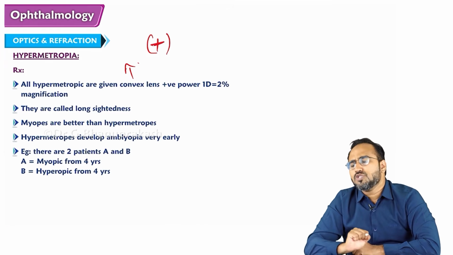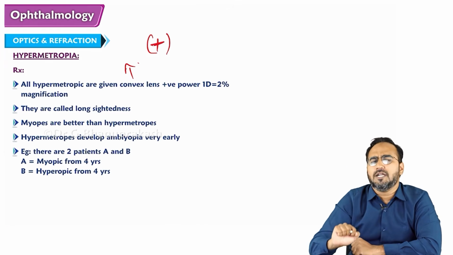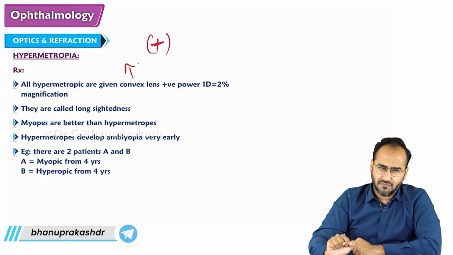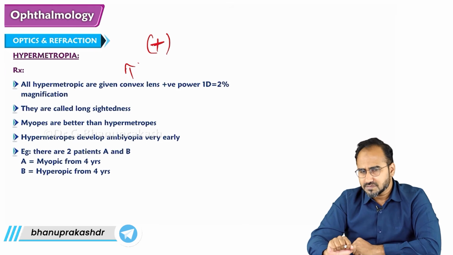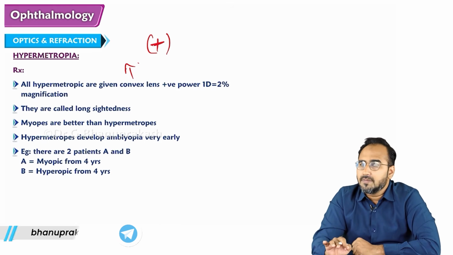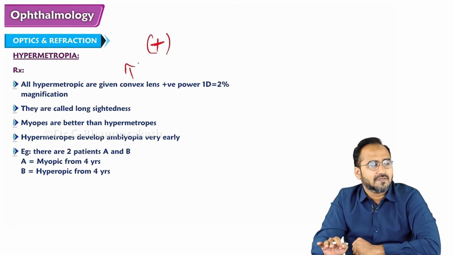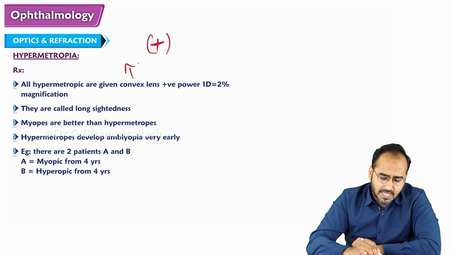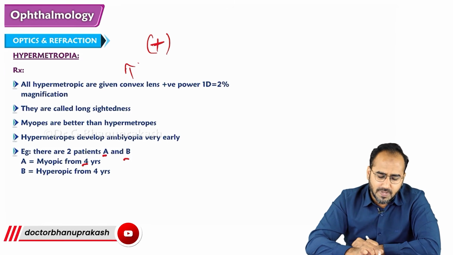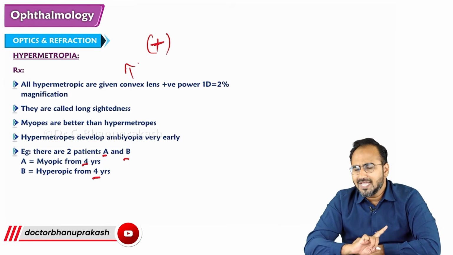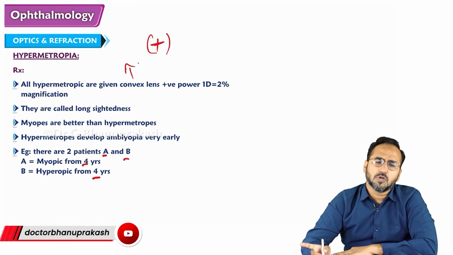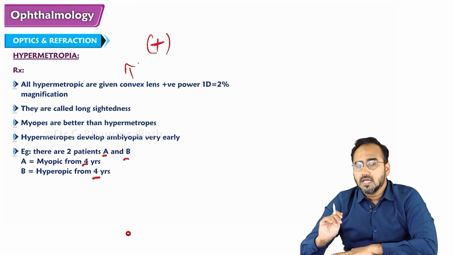If I ask you to choose between myopia and hypermetropia and tell which refractive error is better, always myopia is better. Hypermetropia is not a good refractive error. Imagine there are two patients, A and B. One has been suffering with myopia for the last 4 years. The other has been suffering with hypermetropia for the last 4 years.